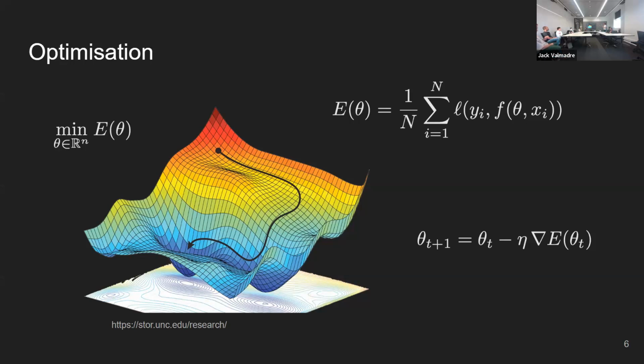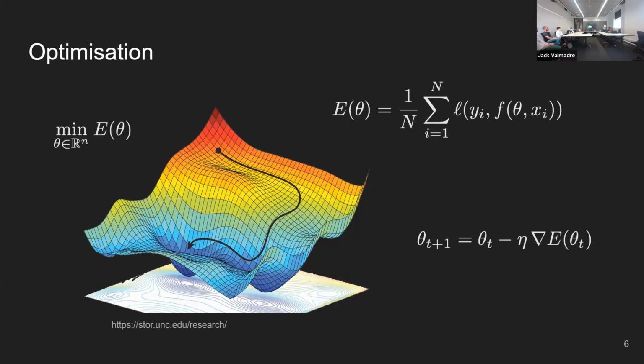And F is our model. So our model is going to take parameters theta and an input x and produce an output. Then L is the loss function. It's going to compare our output to the desired output. And then we're just going to take the average of that over some data set. So it might be 1 million examples of n. And we want to basically minimize that function.